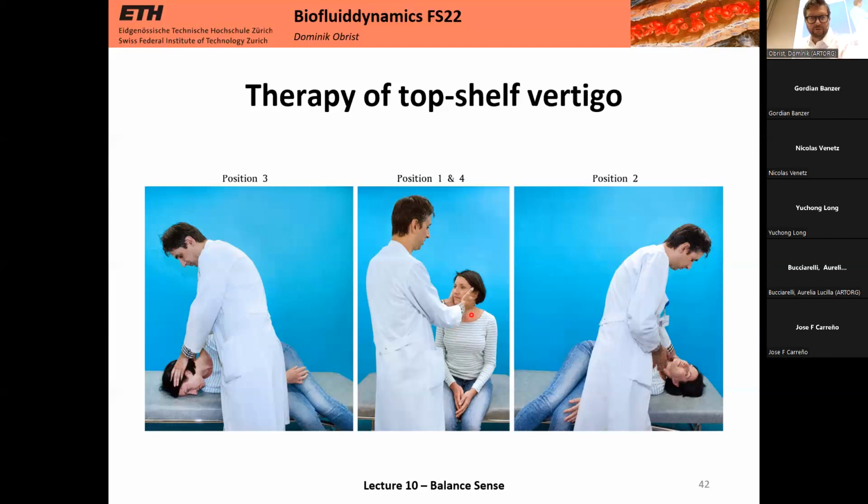Then first, the doctor puts the patient down on the bed on the left ear, right? And then flips over the patient to the opposite side, to the right ear, and then back up. Rather simple if you know where the particle is sitting. And this maneuver is quite successful if you do it right.